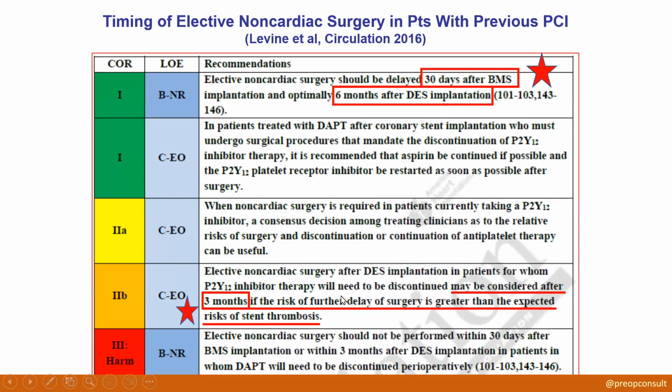However, they give you the option here on the bottom where it says elective non-cardiac surgery after drug-eluting stent in patients who need to stop the P2Y12 inhibitor may be considered after 3 months if the risk of further delay of surgery is greater than the expected risk of stent thrombosis. So what they're saying is that if you have a patient, for example, a cancer patient, who has been on dual antiplatelet therapy for 2 months, but needs to have surgery for a tumor that was just diagnosed, you don't want to wait another 4 months.